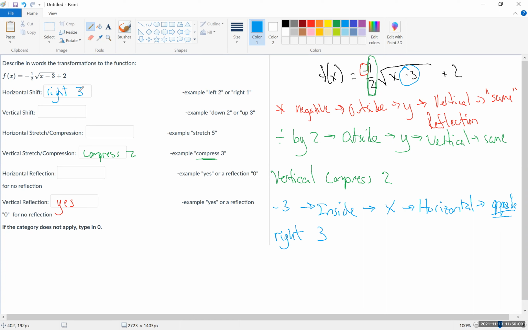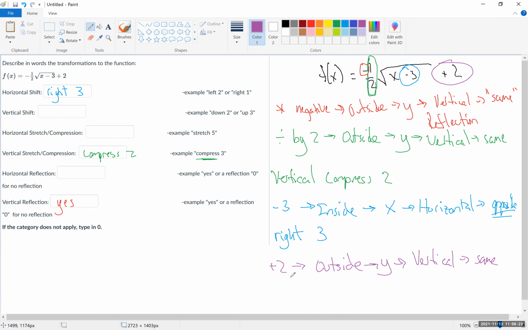All right. So let's see. We got any more numbers? We do. We have a +2. So the +2, this one is on the outside, which means it belongs with the y, which means it is vertical. And it does the same. So if it's on the outside, it's going to be a vertical.